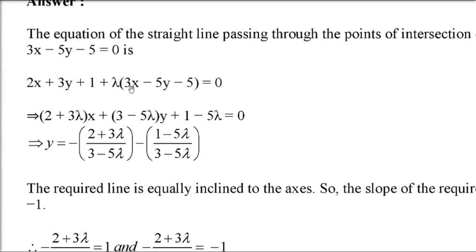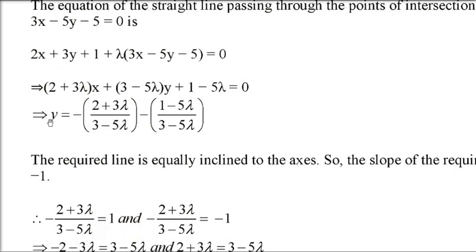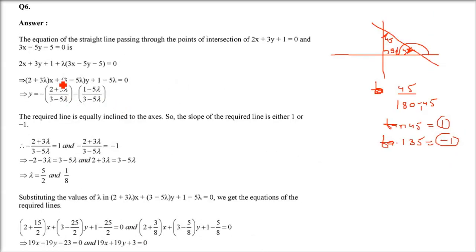L1 plus lambda L2 equals 0. These are the family of lines. Take the constant terms and the x and y terms together. And now put this in the form of y equals mx plus c. So now you have got the m. You already know, I told you already. This is m. So now one time you are going to put this m, in y equals mx plus c, as 1. One time you will put it as minus 1.